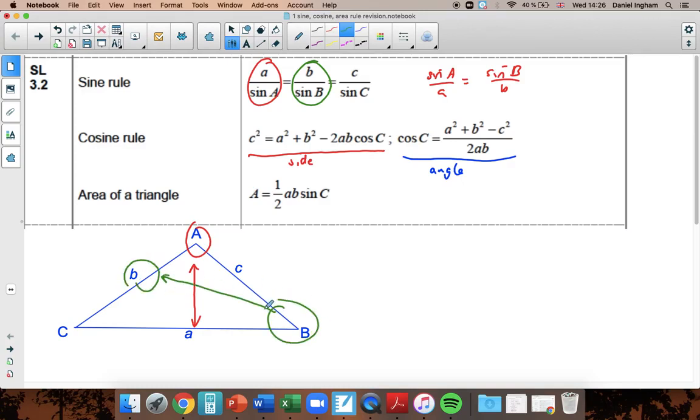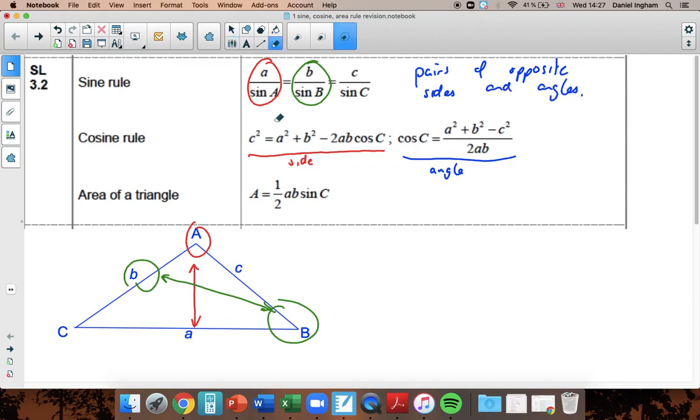Basically, how I think about the sine rule is we can use the sine rule if we've got pairs of opposite sides and angles. Okay, and then moving on to the cosine rule.